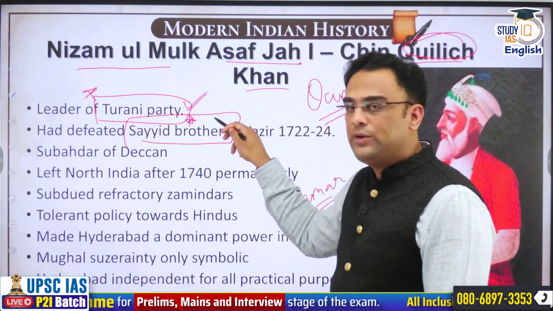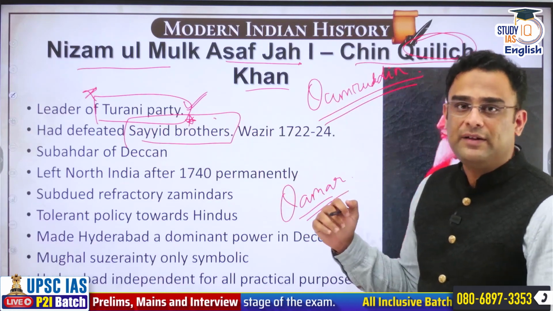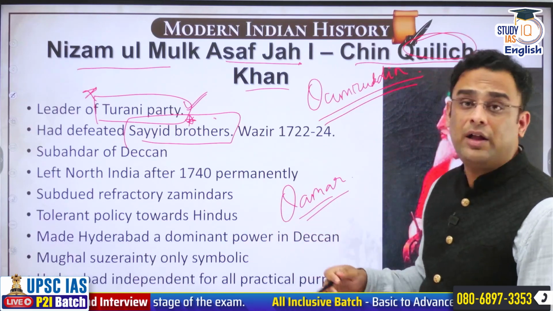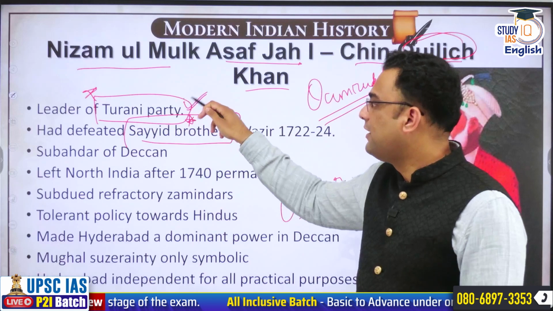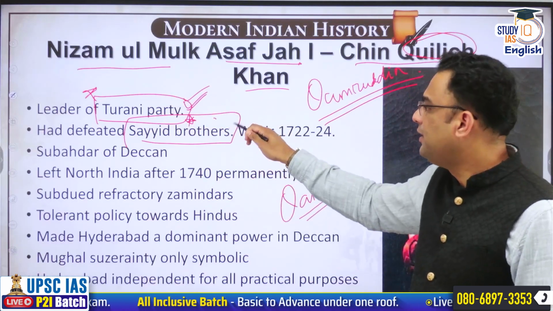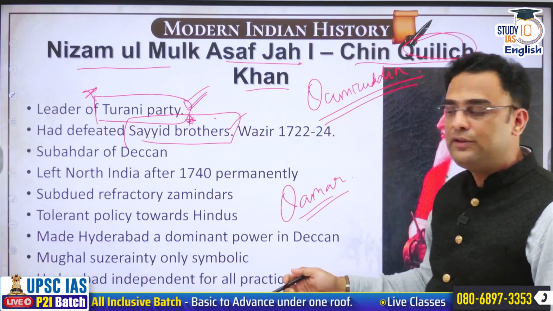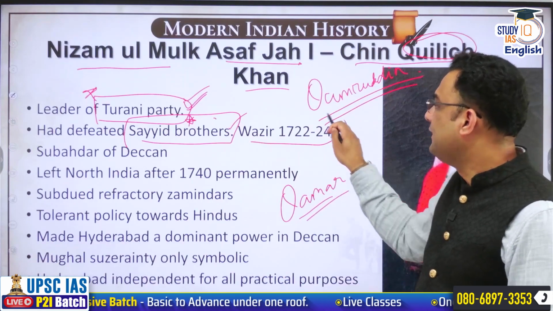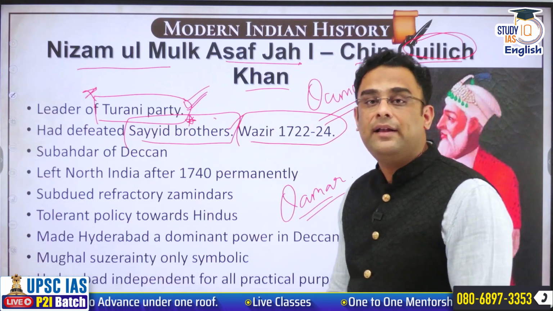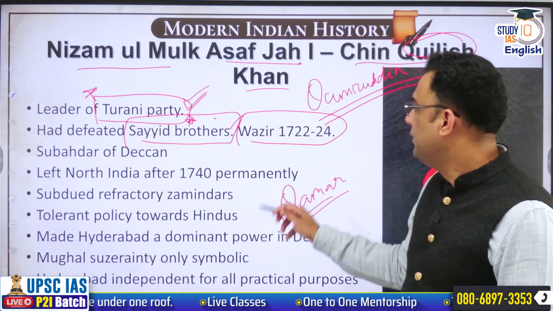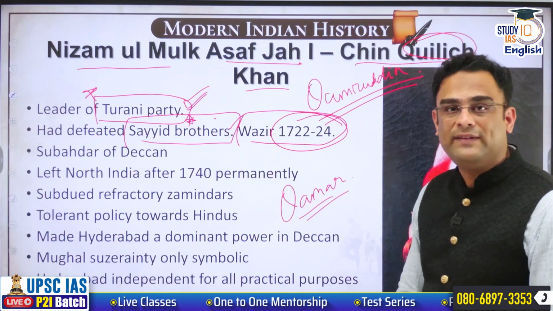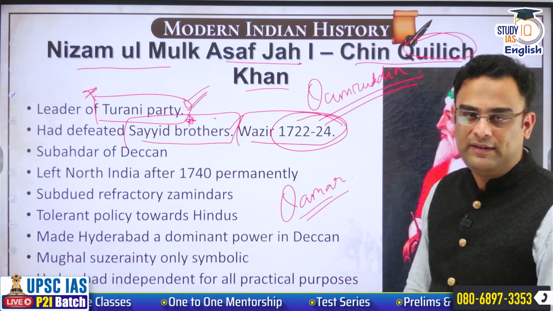We have discussed this counter-revolution. Sayyid brothers had established their control and they were trying to edge out other rival parties. So as the leader of Turani party, he takes on the challenge, defeats them, and as a result of that, he was appointed as the Wazir, Grand Wazir of the Mughal state by Muhammad Shah Rangila. So from 1722 to 24, he was the Wazir of the Mughal state.